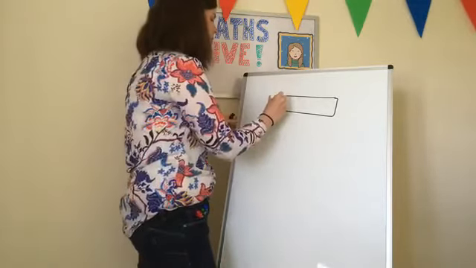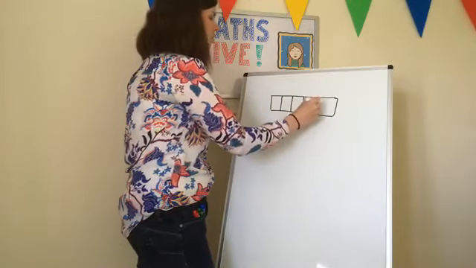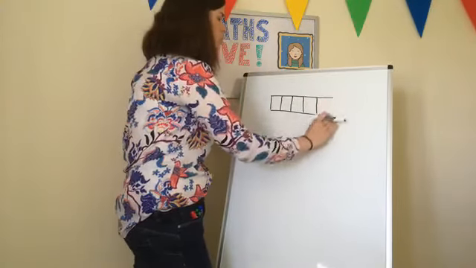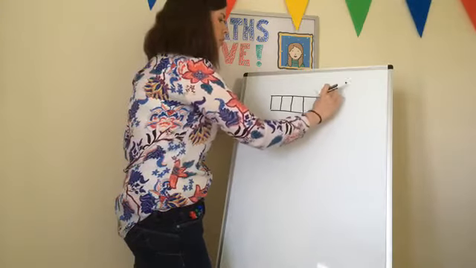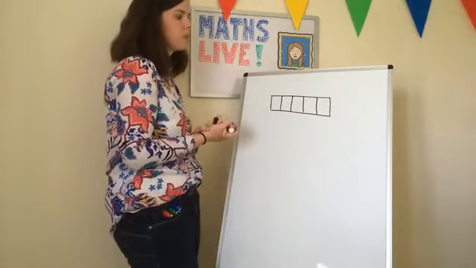You can do all sorts of shapes, as long as it's split into equal parts. So I'm going to split this into 5 parts. 1, 2, 3, 4, 5. I obviously try and make it as equal as possible, but drawing can be tricky. So I've split my shape into 5 parts.